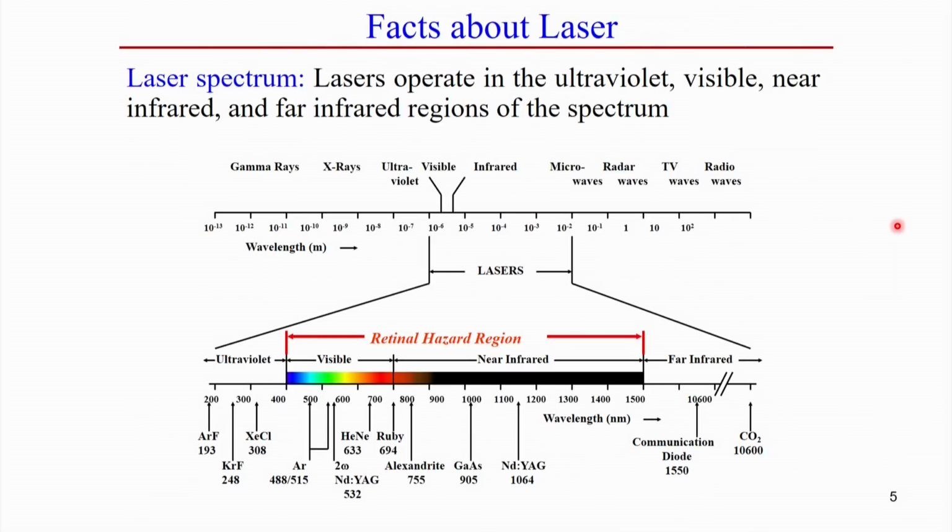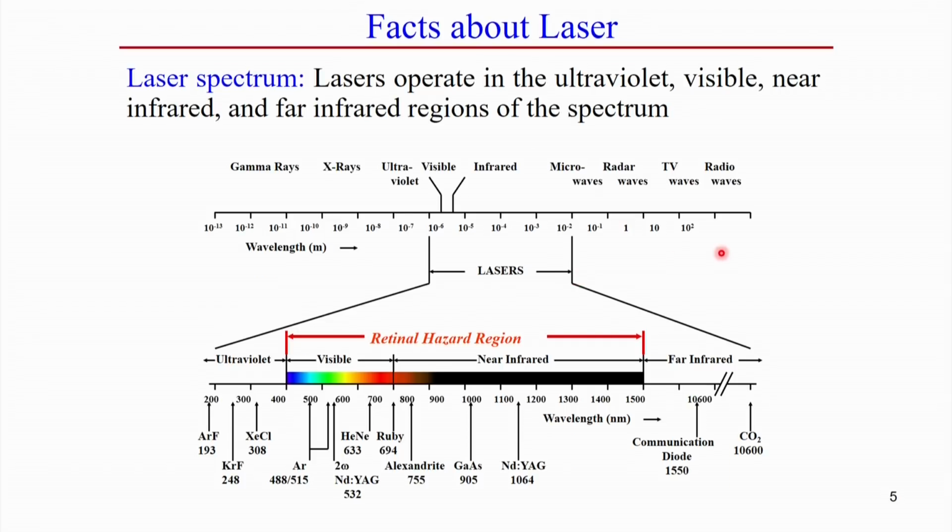Now, if you see the laser spectrum, specifically the overall spectrum, from the figure it is obvious that there are gamma rays, X rays, ultraviolet, infrared, microwaves, radio waves, all these kinds of waves having some specified wavelength. But the spectrum of the laser operates specifically in the ultraviolet, visible, near infrared and the far infrared regions of the spectrum. Laser can be operated at different wavelengths, from ultraviolet to the far infrared.